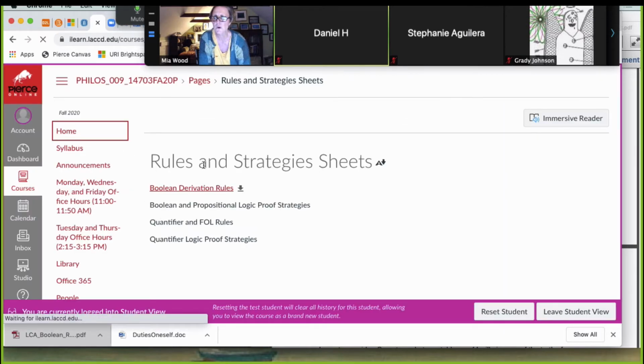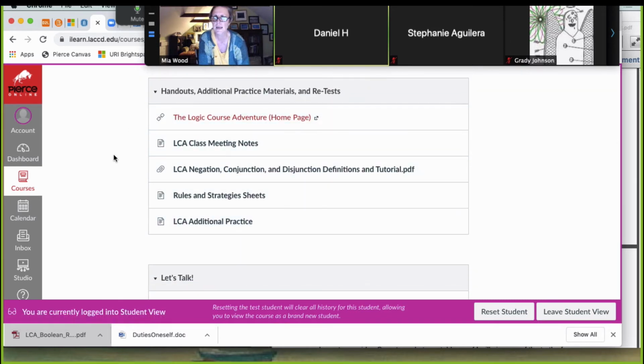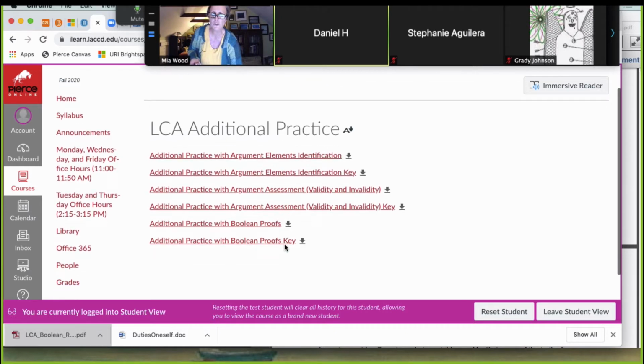Let me go back out to our home page because I want to show you that under handouts and so forth, that's where we've got our notes and our rule sheet, and I'll keep adding to it. And then the last item I wanted to show you is the additional practice with the Boolean operators. And there's a key, right? So you might decide that you want to work the practice while you've got the key right next to you, because sometimes looking at the answer as you're working helps you see the strategy employed. Or maybe you want to work the practice first and then look at the key.